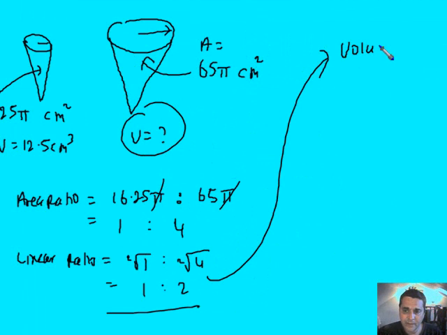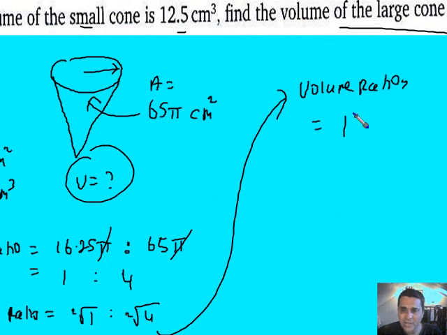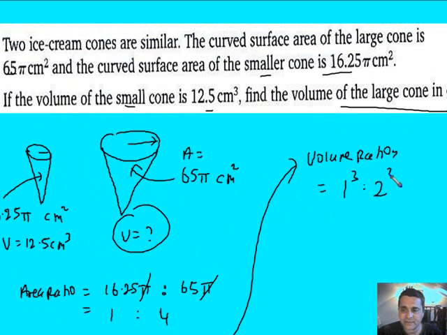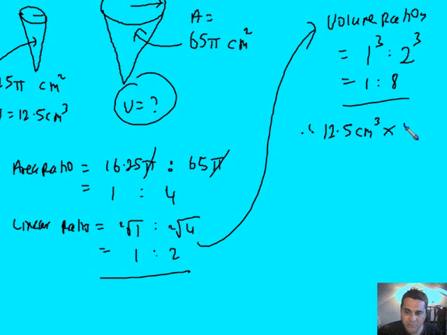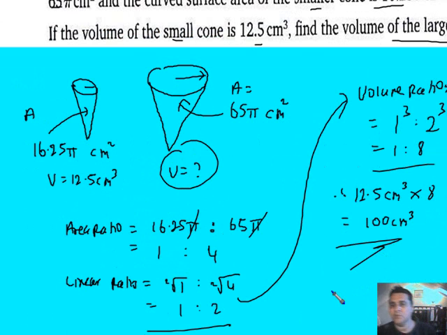So you take the volume ratio now. How do you go to volume ratio? Well, you take the linear ratio and you cube it to take it into 3 dimensions. 1 cubed is 1, 2 cubed is 8. Therefore, the volume of this cone is 8 times as big as the volume of the small cone. So I take the little one, 12.5 centimeters cubed, and multiply that by 8 to upgrade to my large cone of ice cream. 12.5 times 8 is exactly 100 centimeters cubed of delicious ice cream.